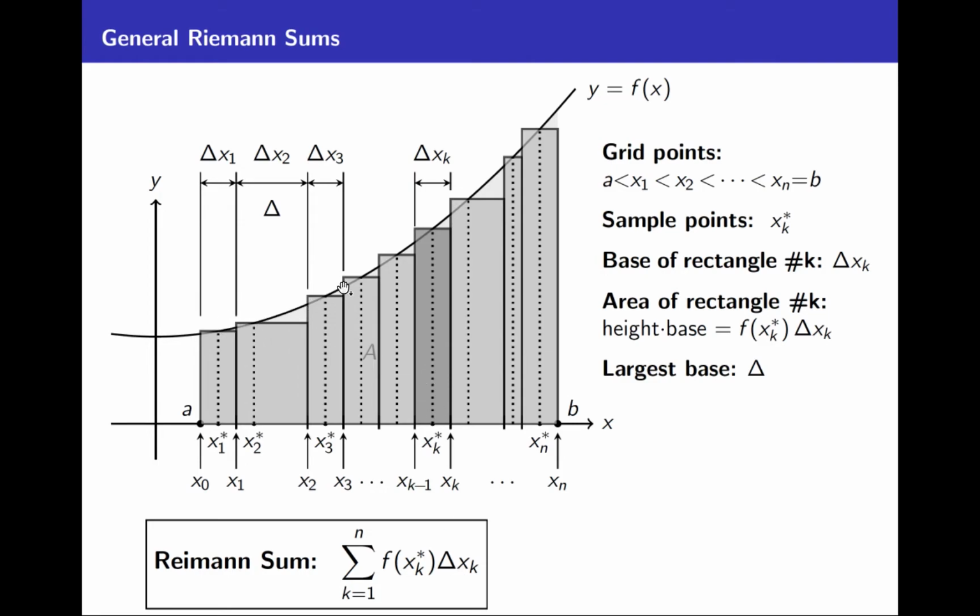If this curve for f of x is above the x-axis, so all those heights are positive, the Riemann sum is just adding up the areas of all of these rectangles one after the other, adding them all up and getting a number.